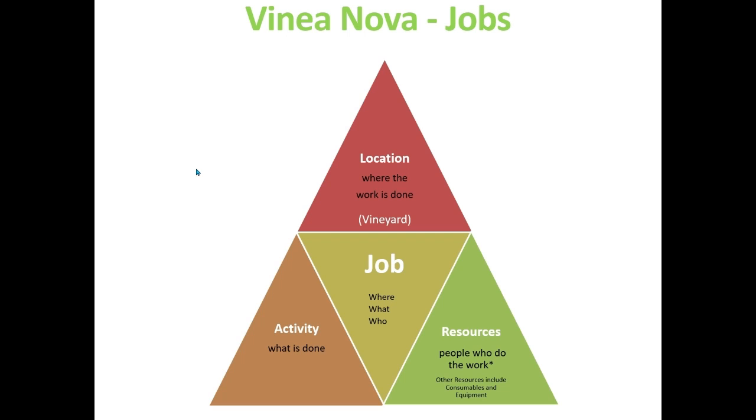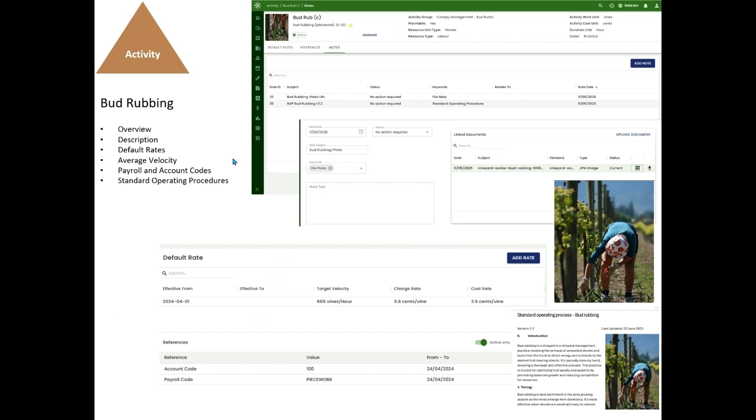So back to our concept of a job, and we see that a job is the intersection of a location, some resources, and an activity undertaken. Now we'll focus on the activity. We're looking here at a particular activity called bud rubbing. We see an overview of bud rubbing, exactly what it is, at the top of the screen.